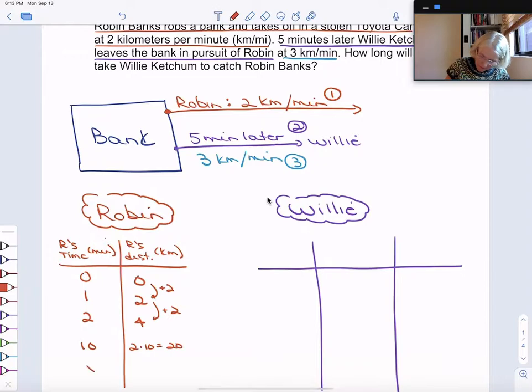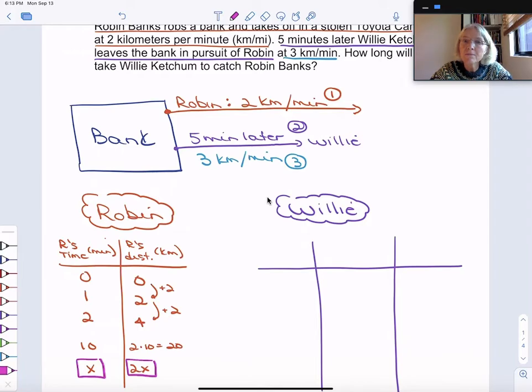And after x minutes, he is x times 2, or 2x. All right, awesome. So we have this nice little pattern. If we let our variable be Robin's time, then his distance can be described as 2x.